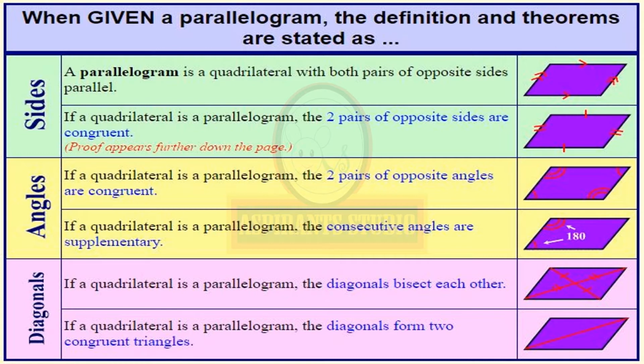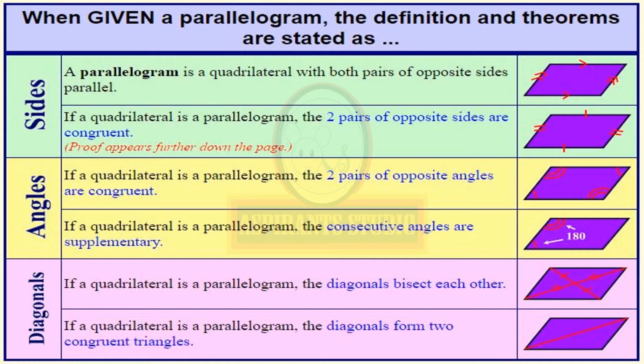The proof of this I will be giving. Actually, I will be giving the proof of opposite sides and opposite angles of a parallelogram are congruent and diagonals of a parallelogram bisect each other. If a quadrilateral is a parallelogram, the two pairs of opposite angles are congruent.